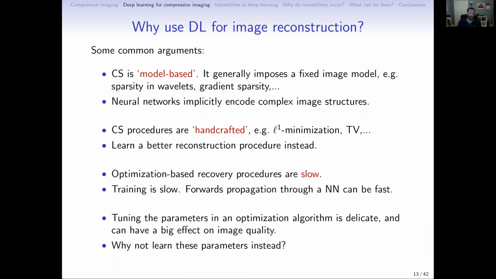And then the final argument is that one of the things that's quite crucial to get good results from compressed sensing-based procedures is that the parameters in the optimization algorithm you use are well-tuned. And this can be a fairly delicate process, and one that can have quite a big effect on the image quality. So the sense here is, rather than tuning these by hand, maybe these can be learned instead. So that can be thrown into the set of learnable neural network parameters.